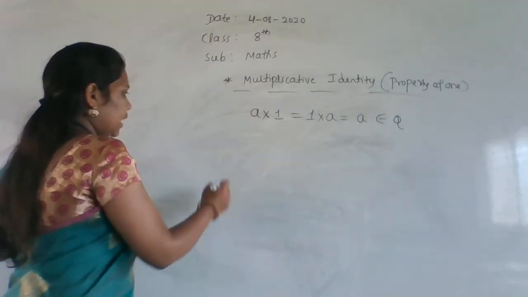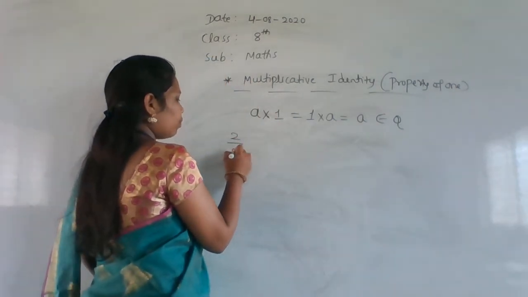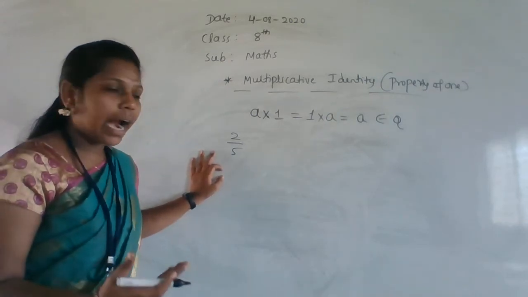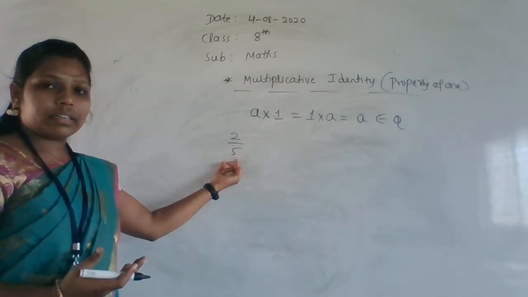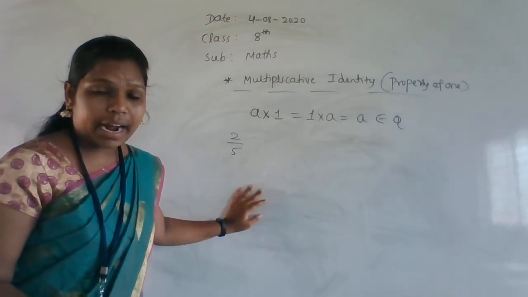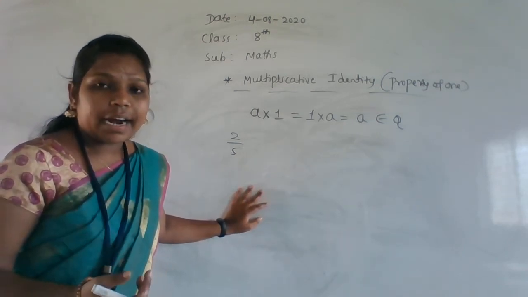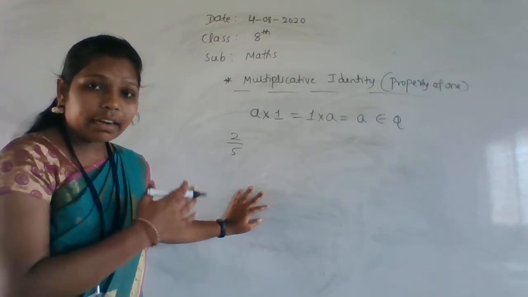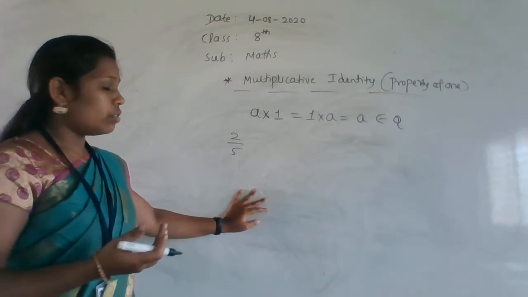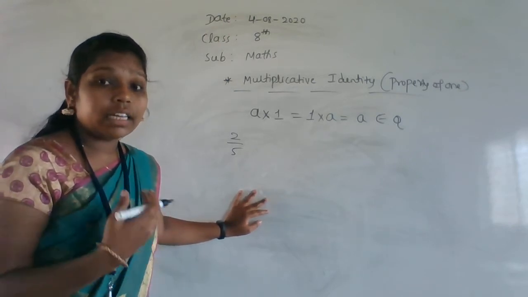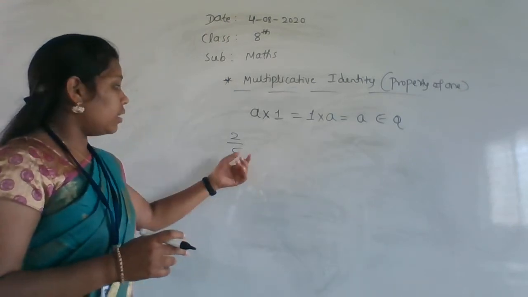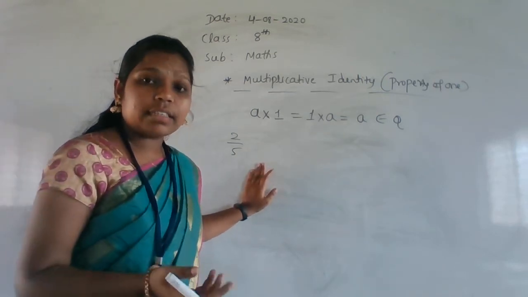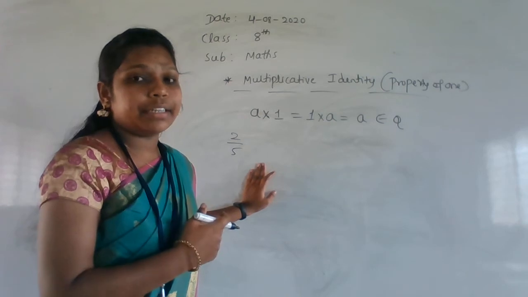Okay, so take any element. I am taking 2 by 5. This is one rational number. What is the multiplicative identity for this element? What is the identity meaning? Identity means a reflection of its own image. See here, 2 by 5 is there. Identity means it is a reflection of its image.